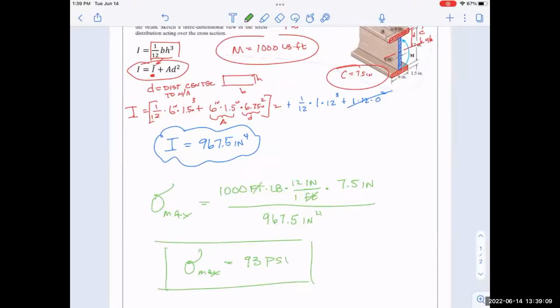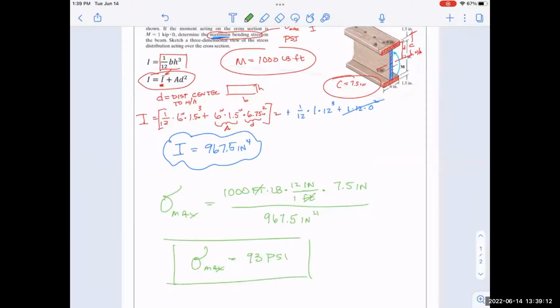That was the maximum moment. So that's the worst stress. We agree that the worst stress on this happens at the top and the bottom of the beam. And in this case, the top and the bottom were the same location. And so we said the worst is at the top and it's 93.